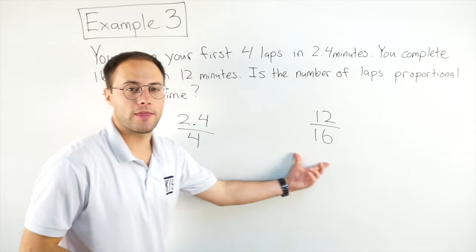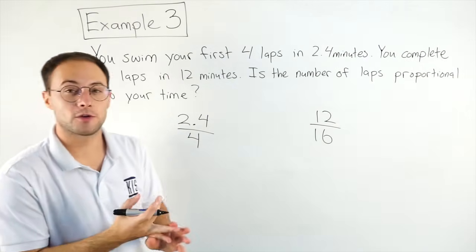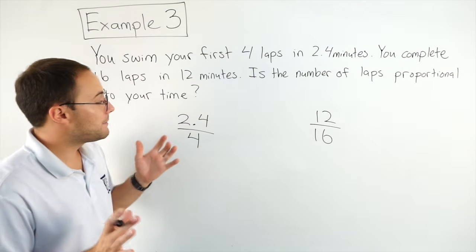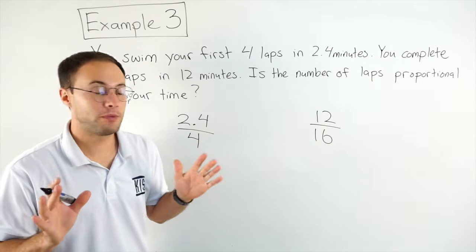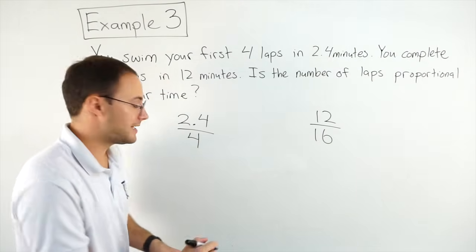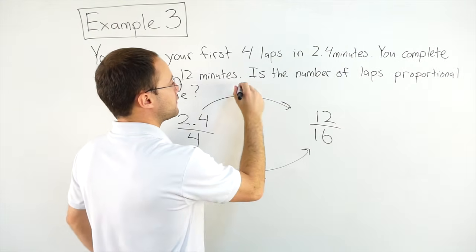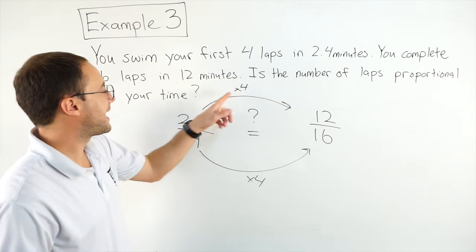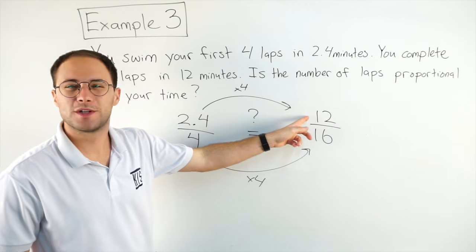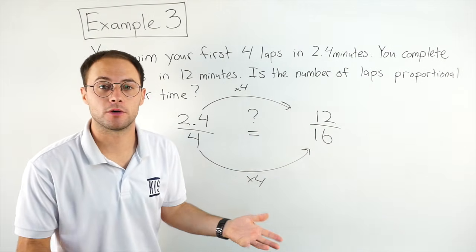If I want to compare them, we've got those 3 methods. I could do simplest form, I could do mental math, or I could also do that cross product. Right here, maybe you see that mental math would be really, really useful. To get from 4 to 16, I would just times 4. 2.4 times 4 is going to be 9.6, which does not equal 12. So that would tell us, no, they're not proportional. But that's just one method.